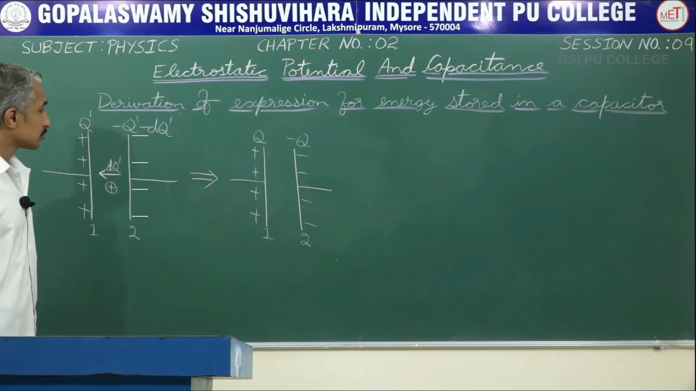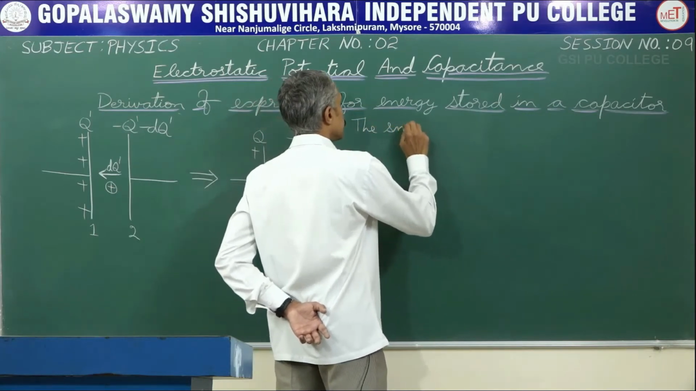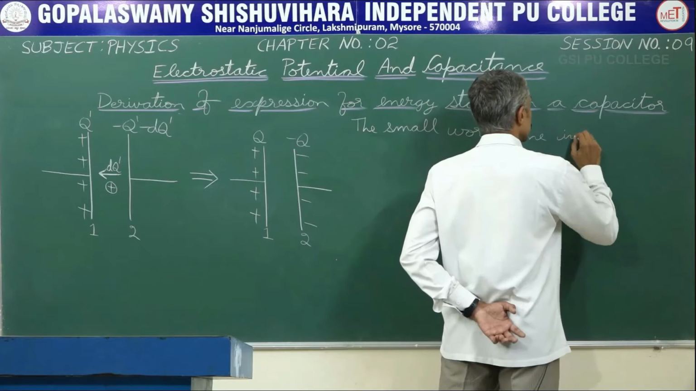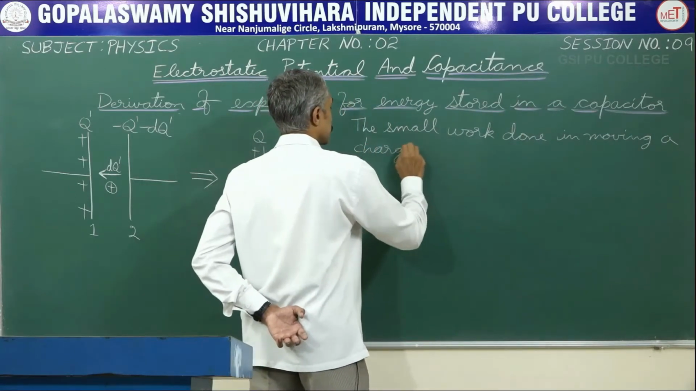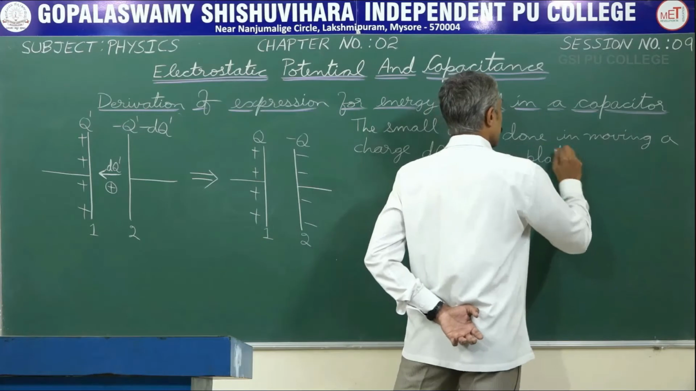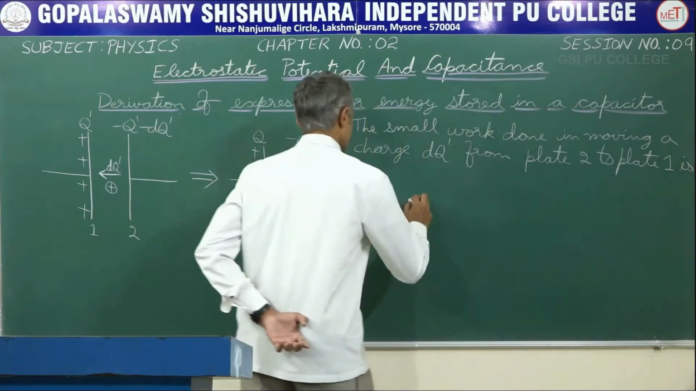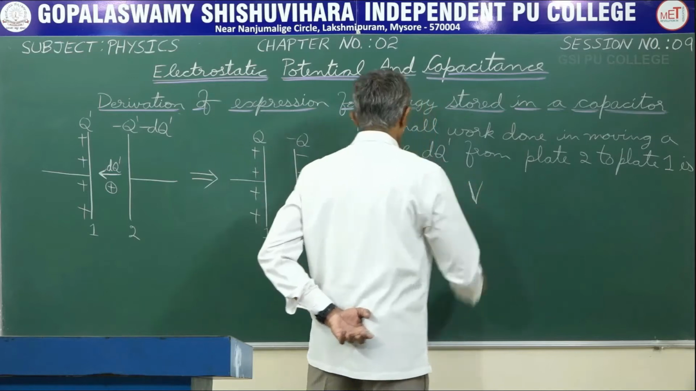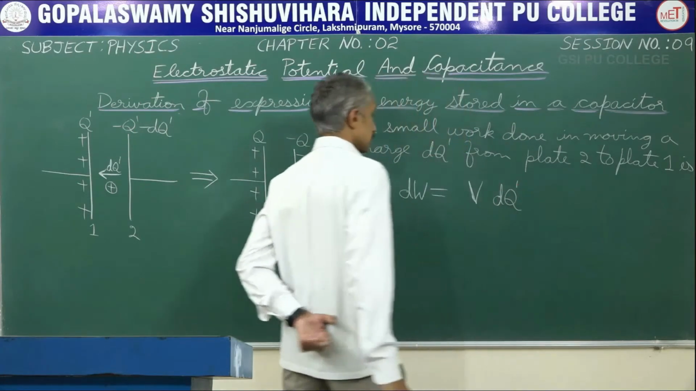So let me begin. The small work done in moving a charge dQ dash from plate 2 to plate 1 is dW, and this is going to be equal to the potential across the capacitor into the charge that is being moved.